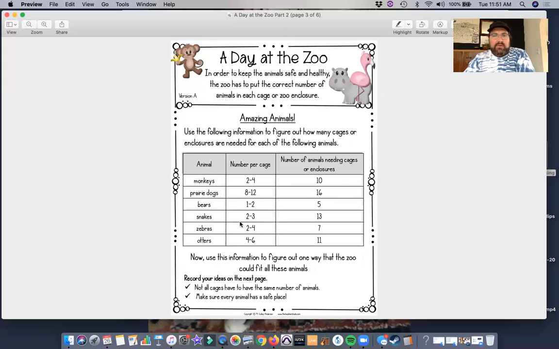Snakes, well, you can fit 2 to 3 snakes in each cage. And 13 snakes need to be housed. So how many cages will you need?